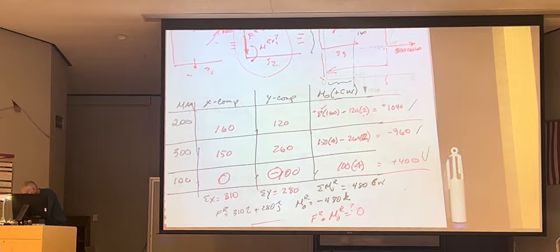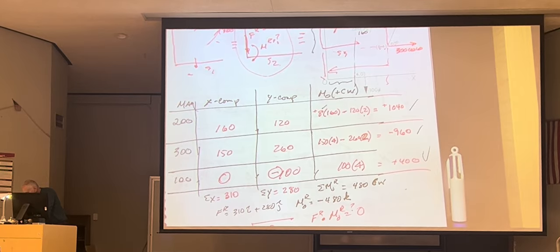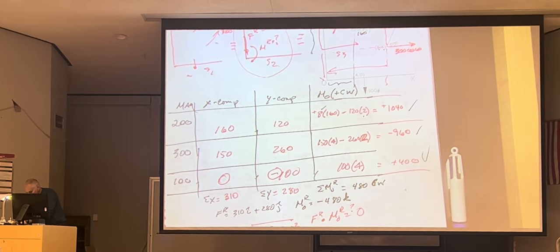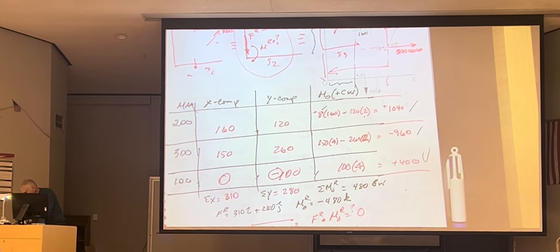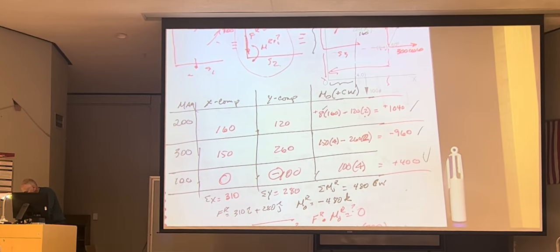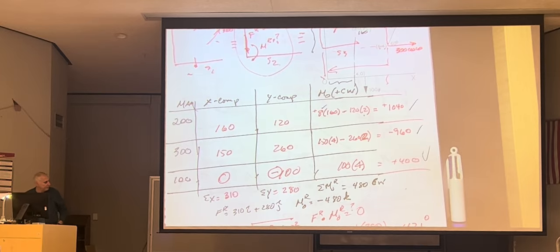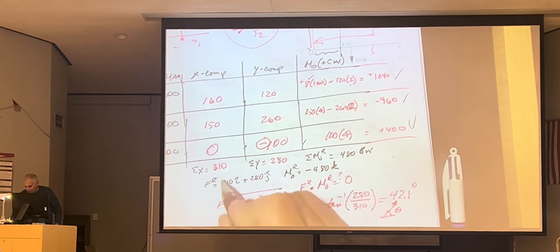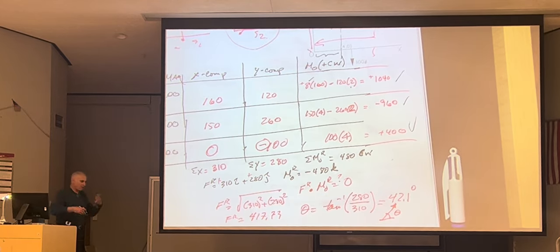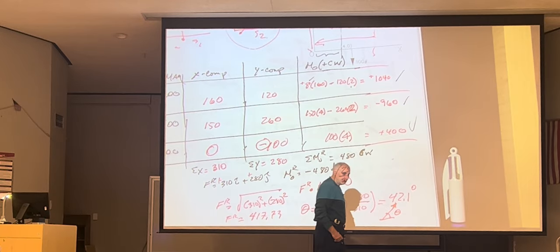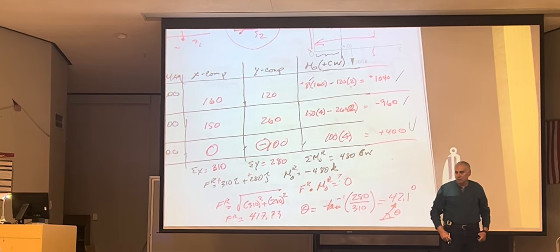Now, I can find the single force resultant. Single force resultant is the square root of 310 squared plus 280 squared. Single force resultant is 417.73. Theta is equal to tangent inverse of 280 over 310. That's equal to 42.1 degrees, in the first quadrant. In the first one. Why? Because I got a positive x and a positive y. The only place you have a positive x and a positive y is in the first quadrant. Agreed? Who's not with me?